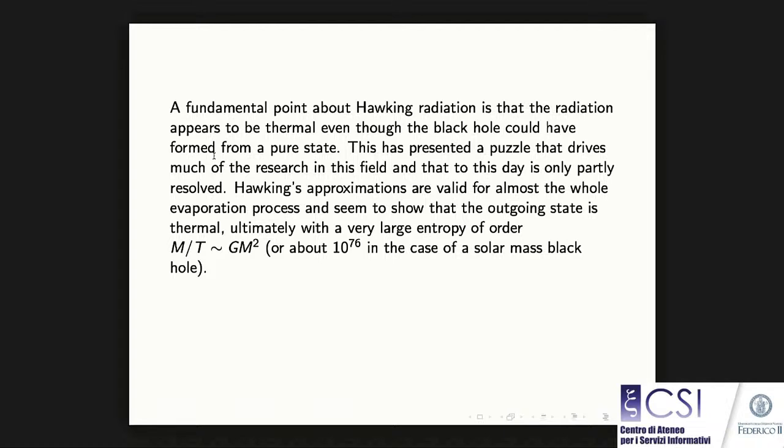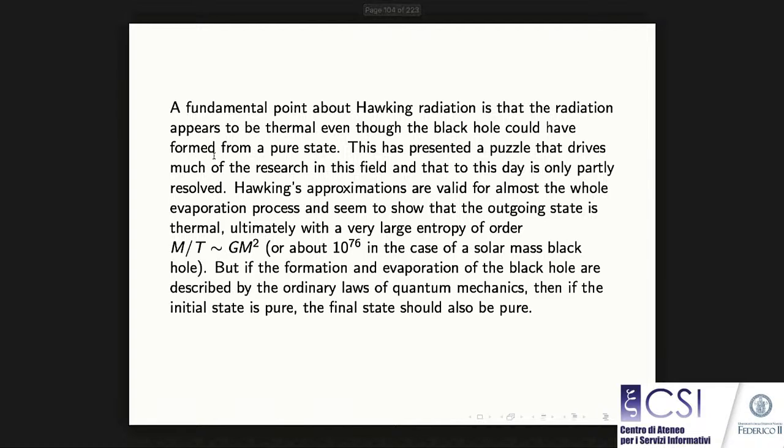Hawking's approximations are valid for almost the whole evaporation process of a solar mass black hole and seem to show that the outgoing state is thermal, ultimately with a very large entropy of order the mass over the temperature, or a huge number in the case of a solar mass black hole. But if the formation and evaporation of the black hole are described by ordinary laws of quantum mechanics, then if the initial state is pure or almost pure, the final state should be the same.